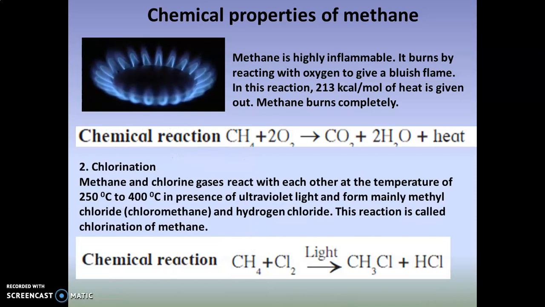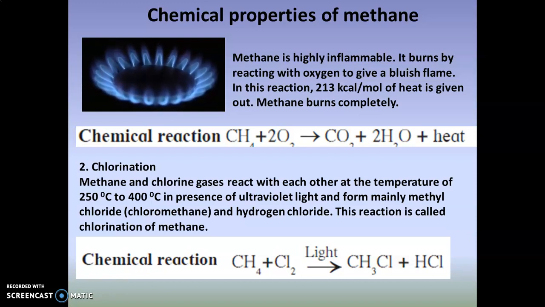Then there is one more property of methane which is called chlorination. Methane and chlorine gas react with each other at a temperature of about 250 to 400 degrees Celsius in the presence of UV light and form mainly methyl chloride and hydrogen chloride.